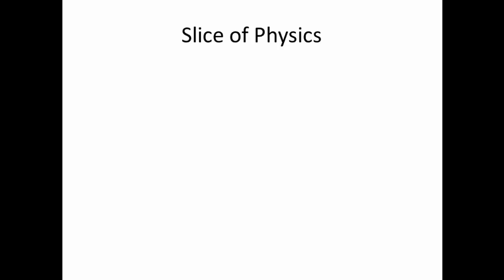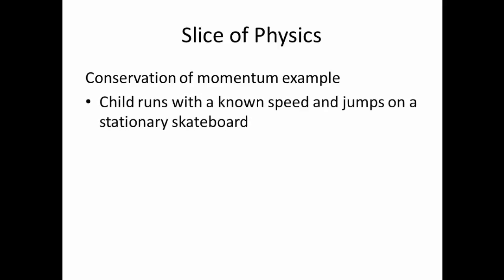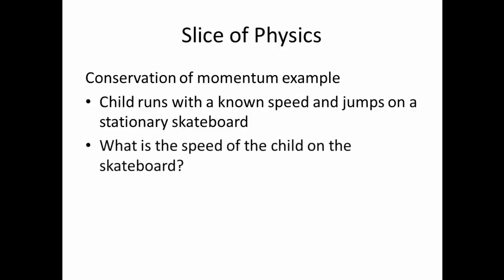Hello and welcome back. Today we will look at another example of conservation of momentum. The specific example we're working with today is a child running with a known speed and jumping onto a stationary skateboard, and we will see how we can use the conservation of momentum to determine the velocity of the child on the skateboard after he is on it.